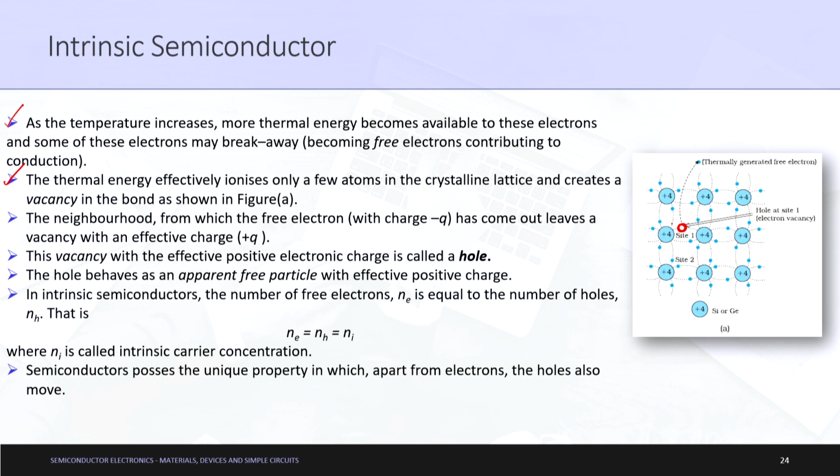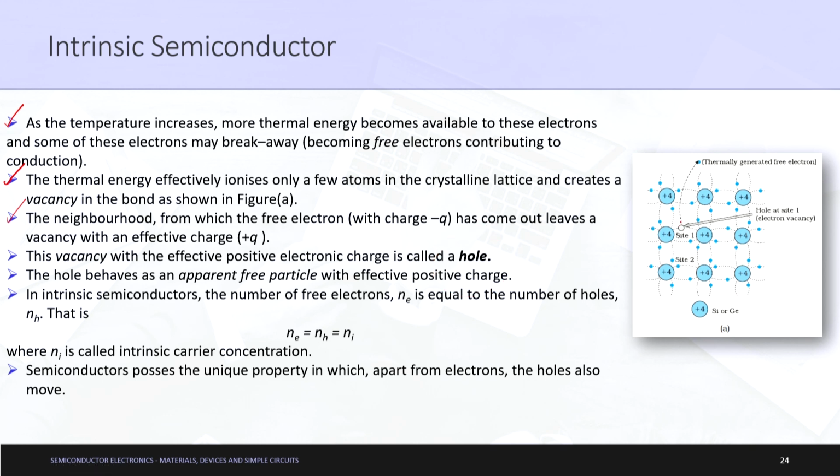quite evident. So there was a minus charge here, and now because that electron has been removed out, the amount of charge virtually we can say is plus q now. Fine. Okay, fine. So this thing has also been explained. So this vacancy with the effective positive electron charge is called a hole. So please remember this concept. This is a very important concept for the complete semiconductor electronics.